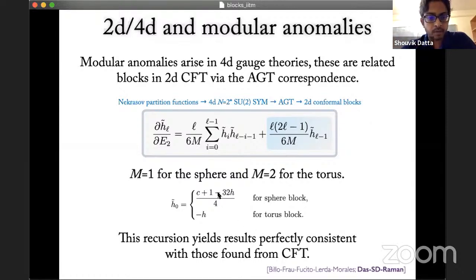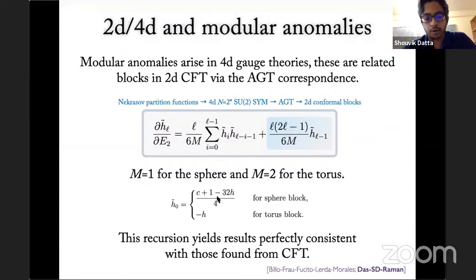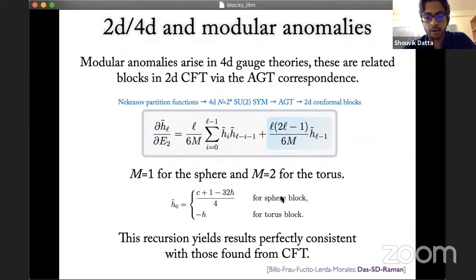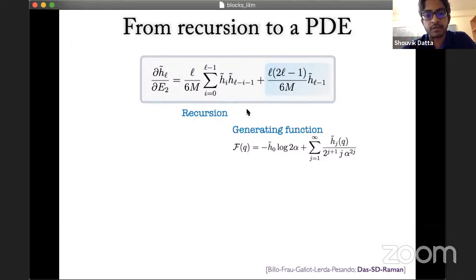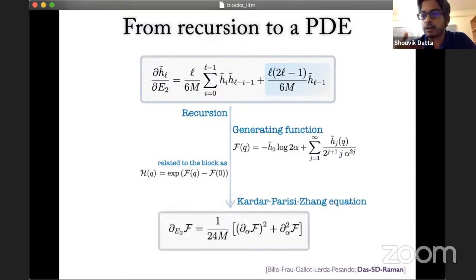And we need two different seeds: one for the 4-point block, or the sphere block, and a different seed for the torus block. Okay, so we have this recursion relation, but one can also build a generating function consisting of these edges, which is where the Q dependence of the block is. And this is related to the block very simply via this exponential. And one can turn this recursion relation, resum it, and get a differential equation.